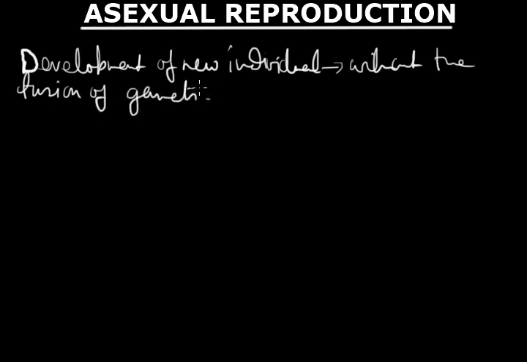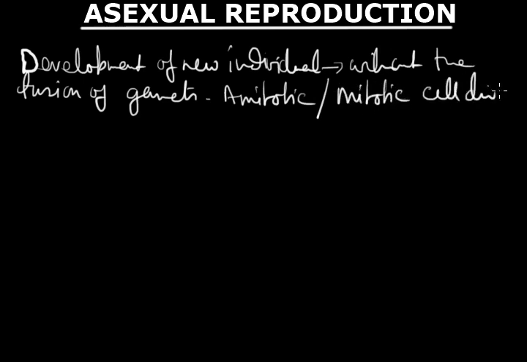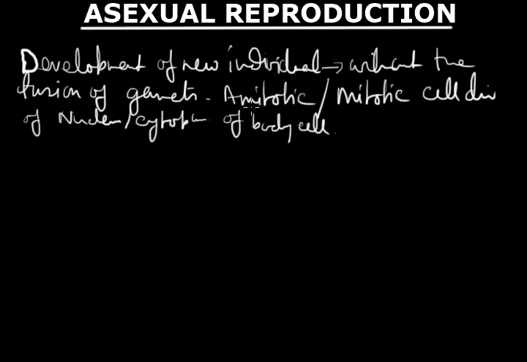It's a kind of process of reproduction where the union of gametes doesn't take place, in spite of which it includes a mitotic cell division of the nucleus and cytoplasm of the body cell, or somatic cell. This is normally the process of asexual reproduction.